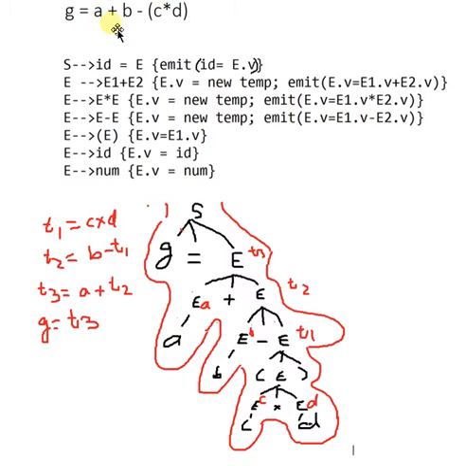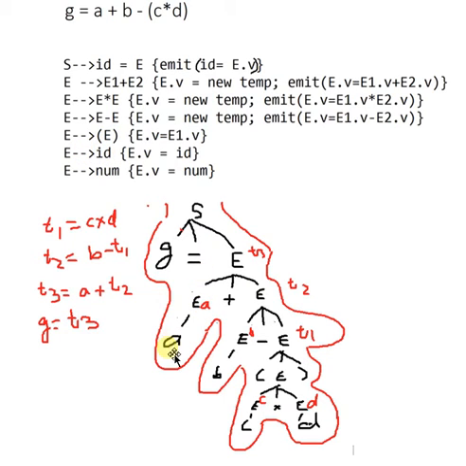So we will start from the starting variable, that is S goes to identifier equal sign E, and identifier here is g, so g equal sign E. And from this E we have to produce this arithmetic expression. First of all, we produce this plus sign, and for plus sign we have E goes to E plus E, and from left E we produce identifier, that is a.